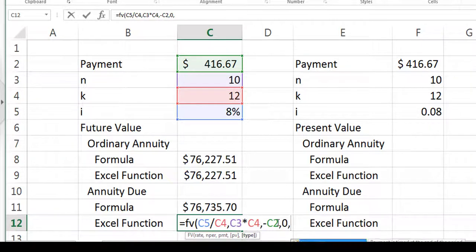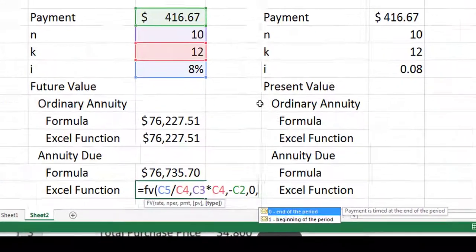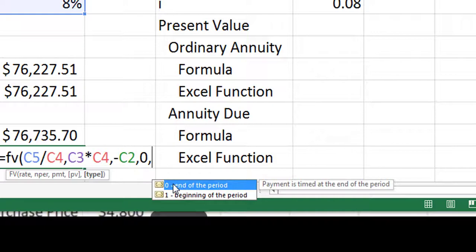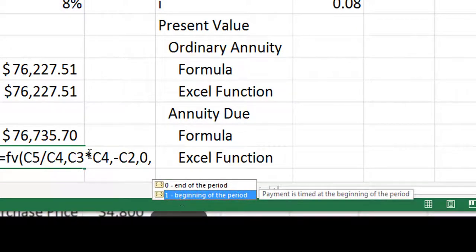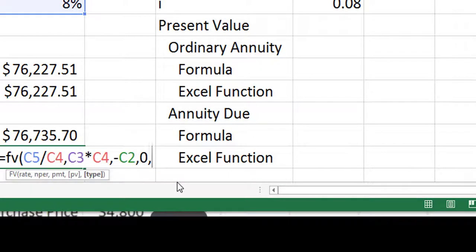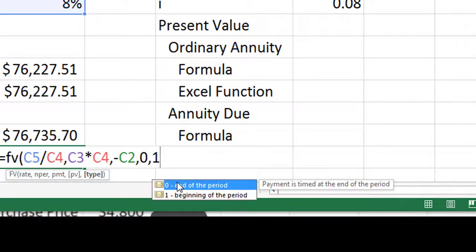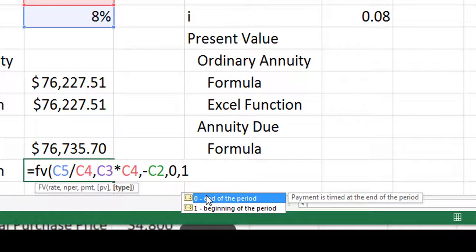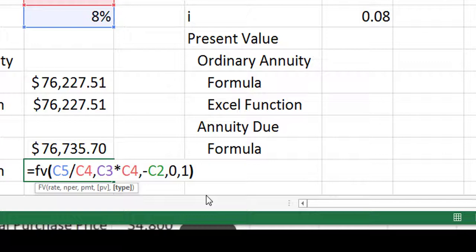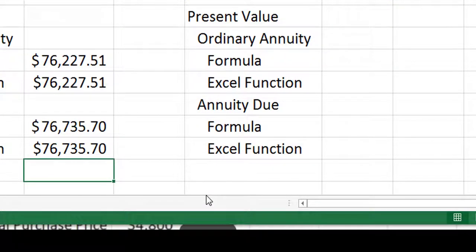And then we type a comma, and now, I'm not sure if you can see this, it may have popped off the screen. Excel is giving us a prompt, and we can actually select it, I think. We want a 1, which is the beginning of the period, or we can enter a 1 in this blank. So it's a 0 or a 1 argument. 0 is the default, meaning the end of the period or an ordinary annuity, and 1 is the other option you can enter here and make it happen at the beginning of the period. We close that parenthesis, we hit enter, and we end up with the same number we had before when we entered the annuity due formula.